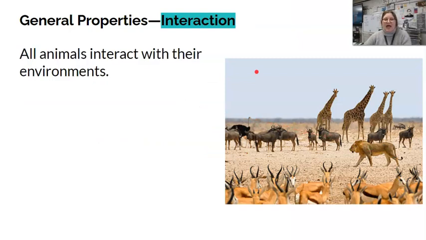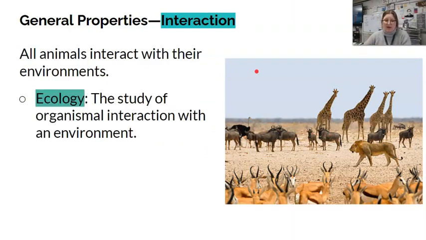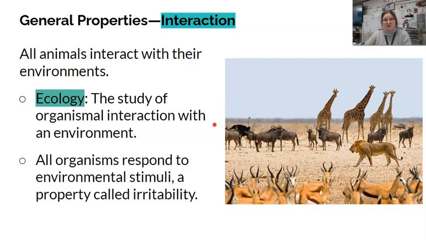All right, living things have to have interactions. Every single animal interacts with their environment in one way or another. And ecology is the study of those interactions with the environment. Ecology studies both animals and plants and the things that they interact with. All organisms respond to environmental stimuli, a property called irritability. So if it's too hot, your body is irritated, you will move somewhere else.